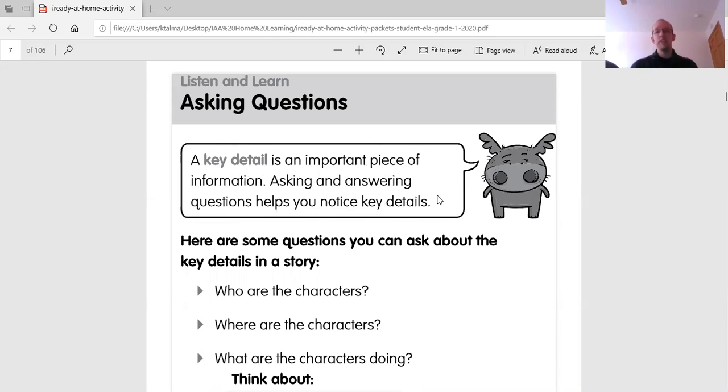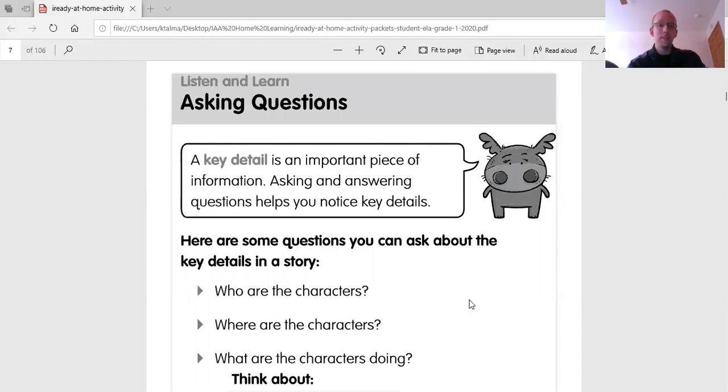Think of it this way. If you're reading a story and you try to read it as fast as you can, but you don't really think about what you're reading, you won't be able to remember what happens in the story. Information about what happens, who's in it, where they went, those are all key details because they seem like little pieces of information, but they help you understand what you're reading.